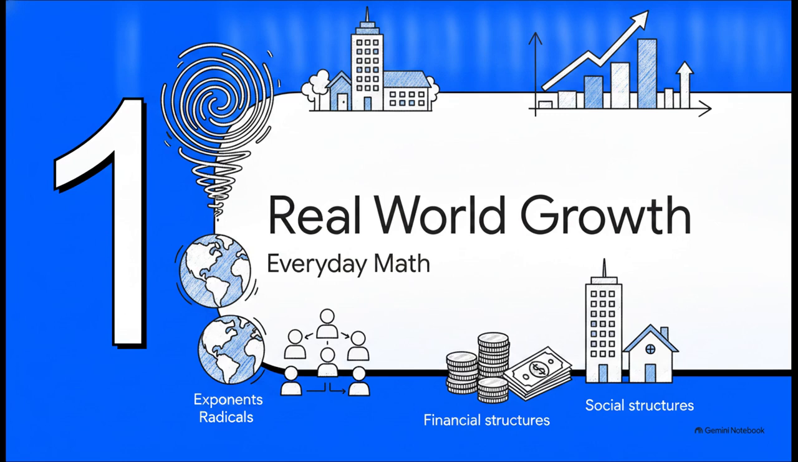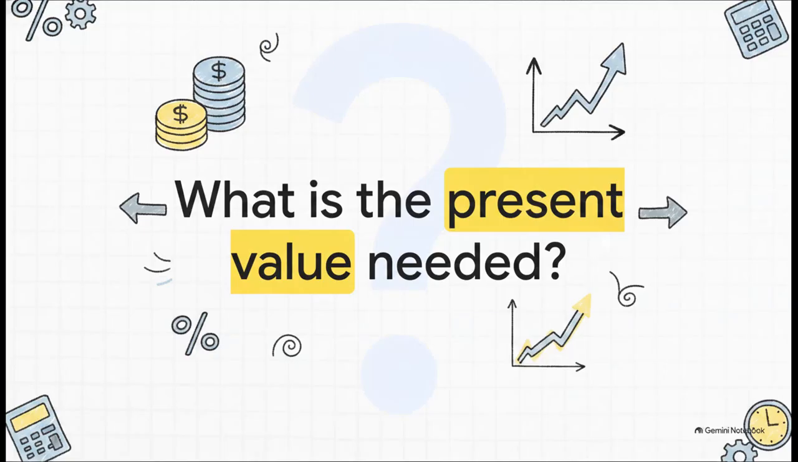Section 1. Real-world growth mechanics. So, we see equations like this literally all the time in finance. They're present value calculations, and they run entirely on negative exponents. Let's say you know your money can be invested at a 9% annual compound rate, and you want to hit 10 grand in exactly 7 years. Well, how much do you need to invest right this second?